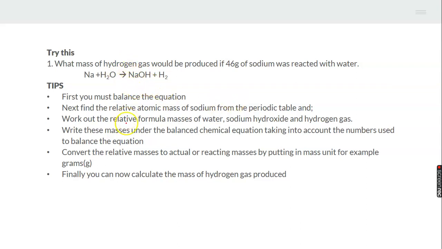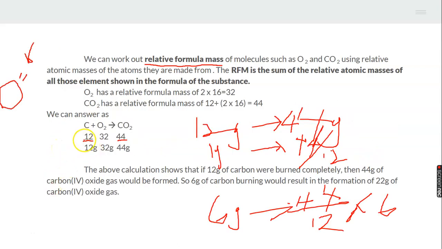So I hope you are getting what I'm trying to say. Then write these masses under the balance equation, which I just told you right now. When you write it, then you convert the relative mass to actual or reacting mass by putting in mass units. How can you change it to actual mass? Let me show you the previous one. This is the relative mass, then this is the actual mass, because it has carried the units there.